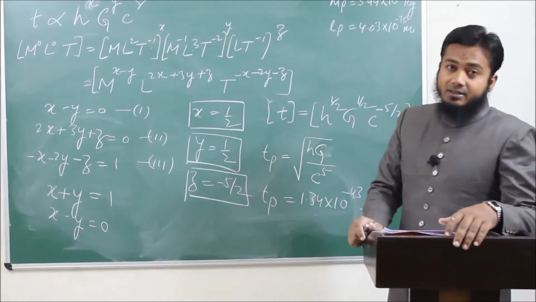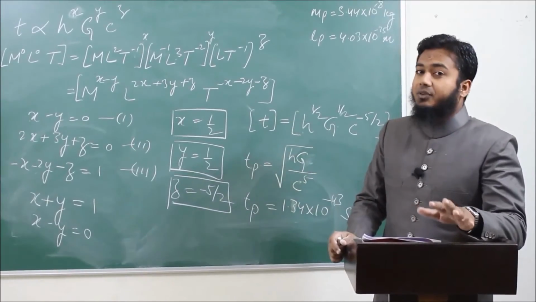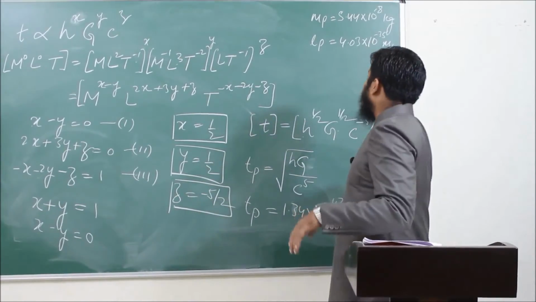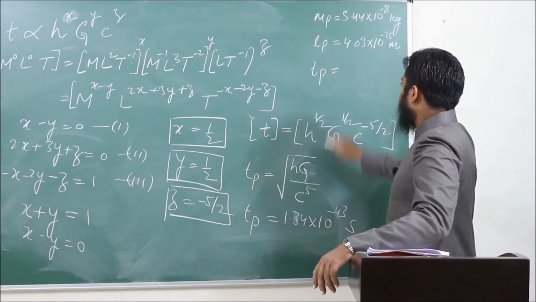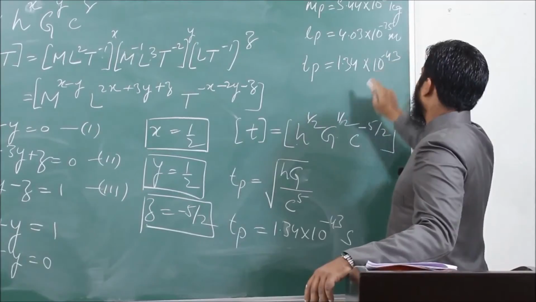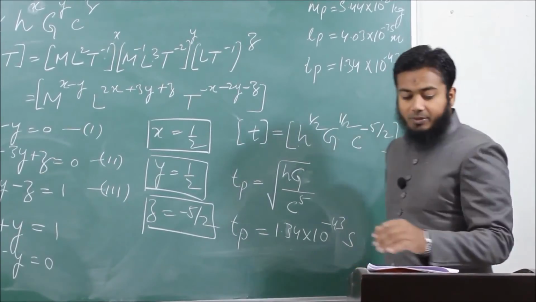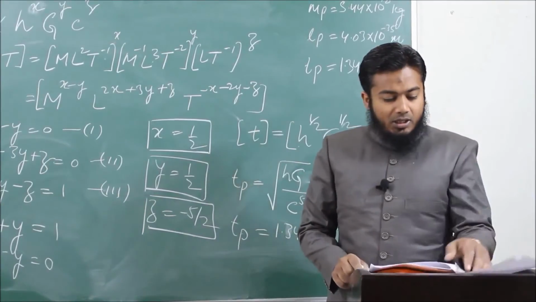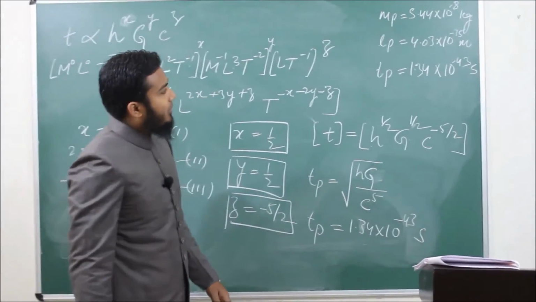This is Planck's time, 1.34 into 10 raised to the power minus 43 second. So let's note it down here. Planck time, 1.34 into 10 raised to the power minus 43 second. Again, this number is very small, so this factor will not matter much. Now these numbers have an interpretation.